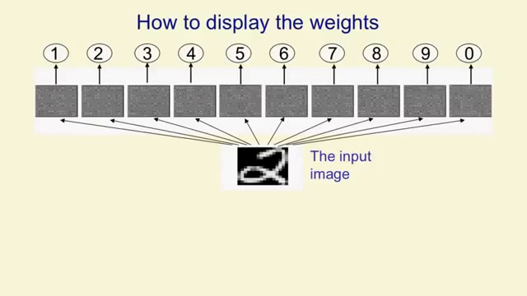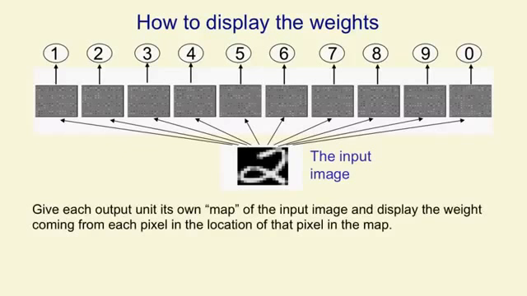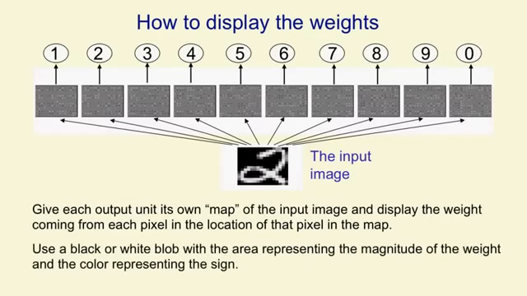So first we need to decide how to display the weights. And it seems natural to write the weights on the connection between an input unit and an output unit, but we'd never be able to see what was going on if we did that. We need a display in which we can see the values of thousands of weights. So the idea is for each output unit, we make a little map, and in that map, we show the strength of the connection coming from each input pixel in the location of that input pixel. And we show the strengths of the connections by using black and white blobs, whose area represents the magnitude, and whose color represents the sign.